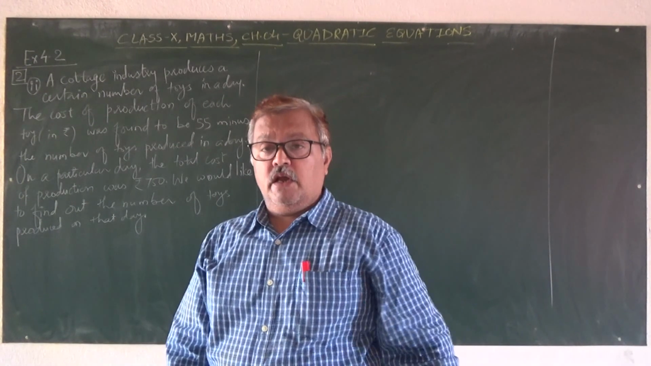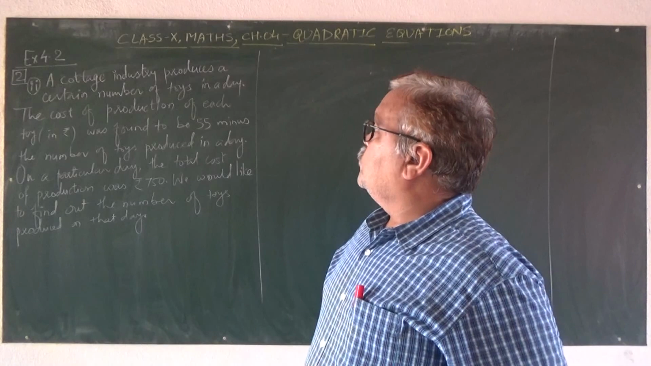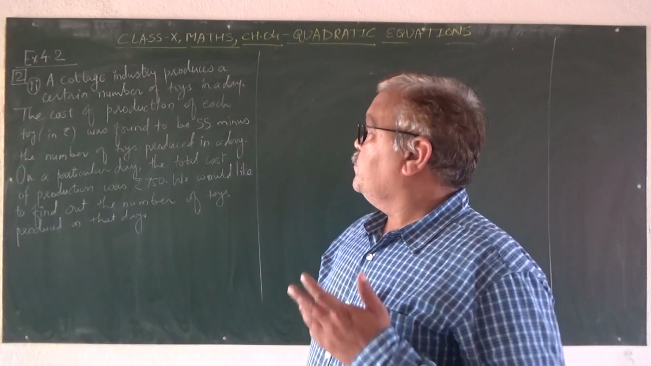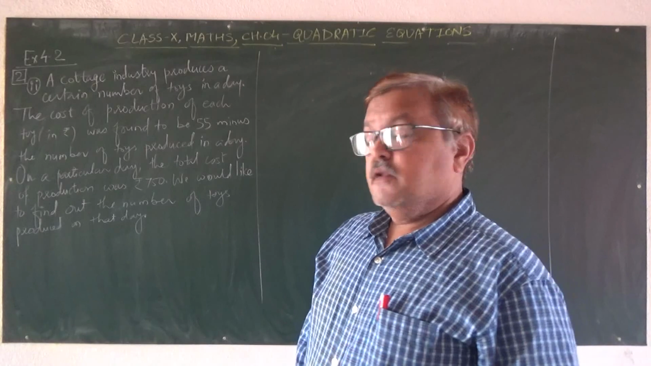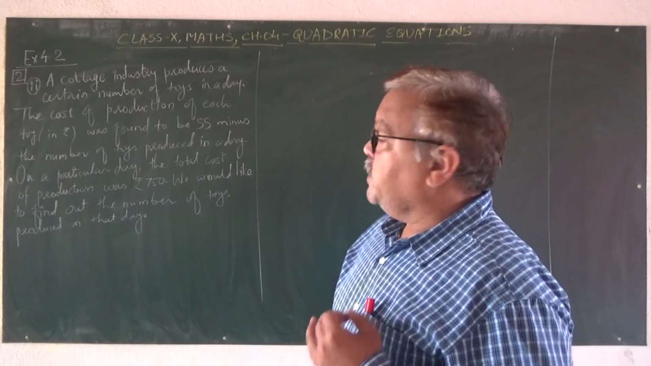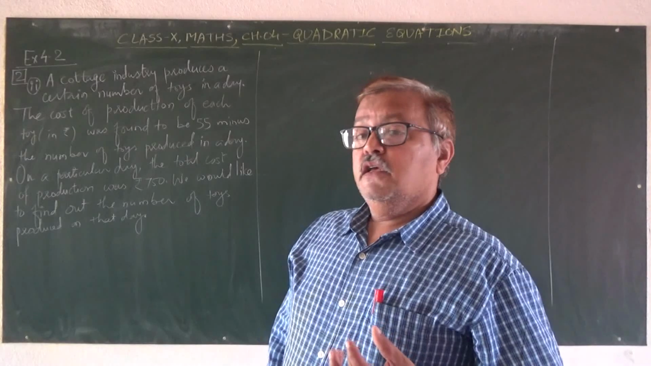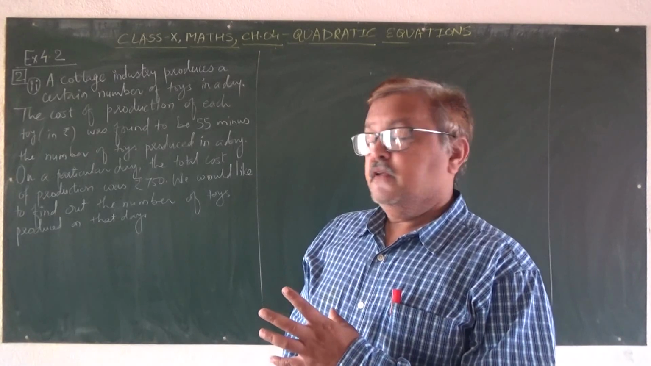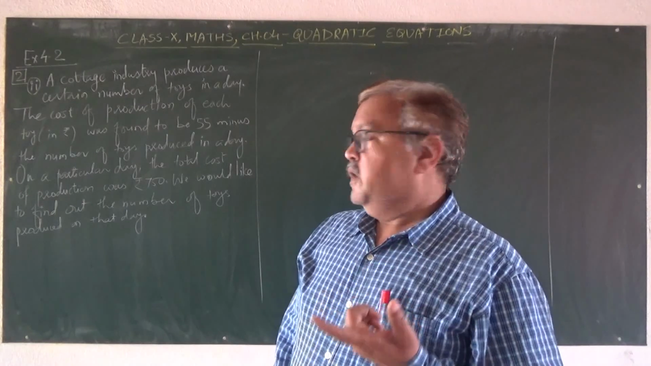Students, let us see second sub question of main question 2, exercise 4.2. A cottage industry produces certain number of toys in a day. The cost of production of each toy in rupees was found to be 55 minus the number of toys produced in a day. Cost of production of each toy. Okay, एक खिलौना बनाने का जो खर्चा आता है, उस दिन जितने खिलौने बने वो 55 में से माइनस करना है नंबर ऑफ खिलौने. ओके, वो जो आंसर आएगा वो होगा कॉस्ट ऑफ वन टॉय, ईच टॉय.